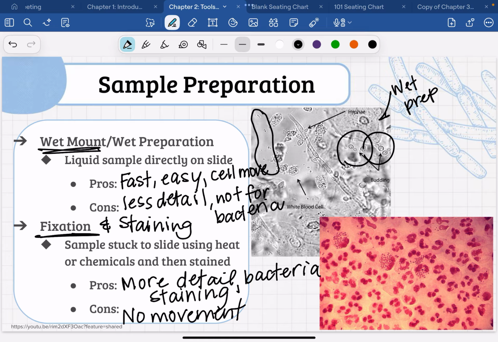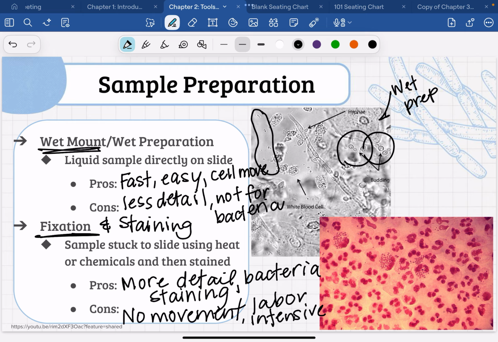Okay, so there's going to be no movement, and it is more labor intensive. It requires much more work, not a significant amount of work, but it requires more work, takes more time, heat fixing and staining. There's usually wait times in between. Okay, it's a little bit more labor intensive and it takes more time.